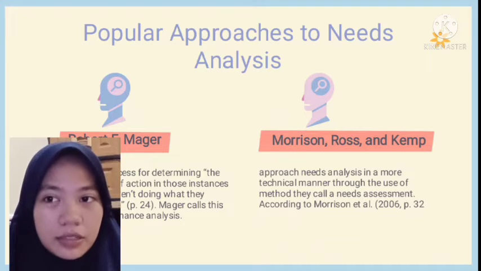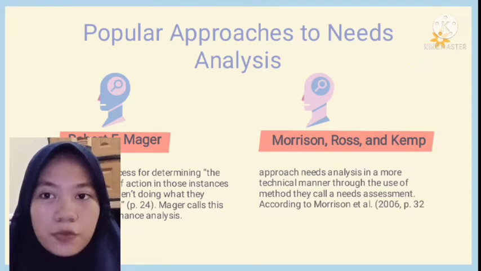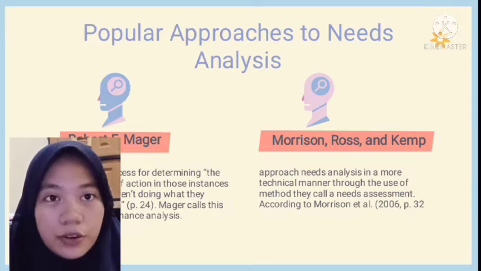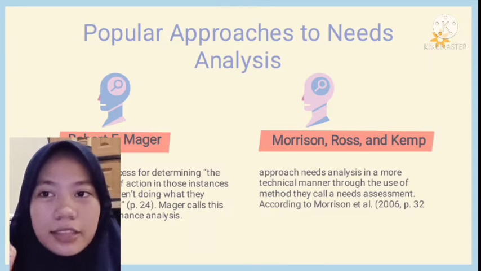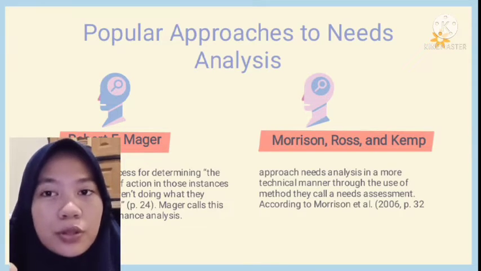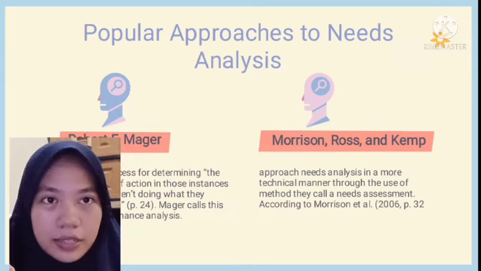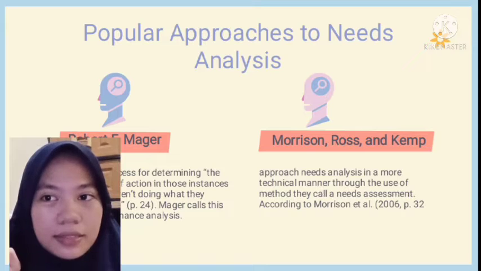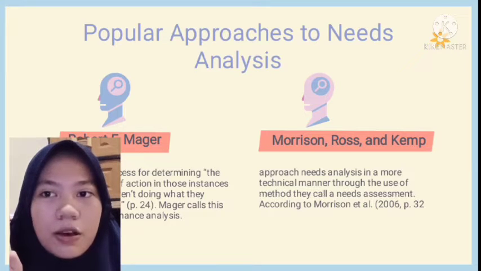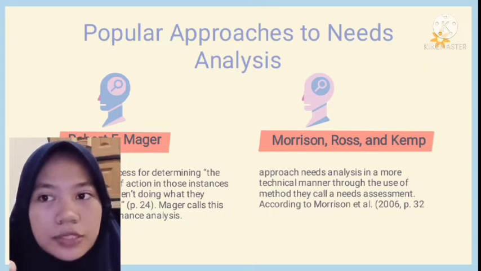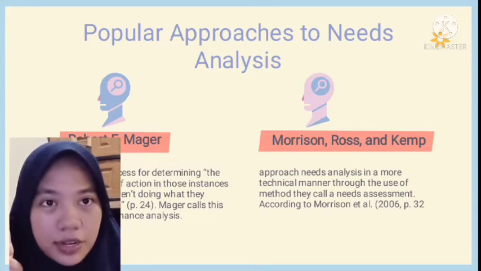According to Morrison, needs assessment serves four functions. First, it identifies the needs relevant to a particular job or task. Second, it identifies critical needs. Third, it sets priorities for selecting an intervention. Fourth, it provides baseline data to assess the effectiveness of instruction.